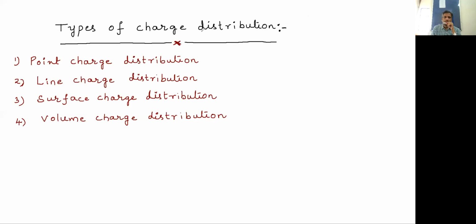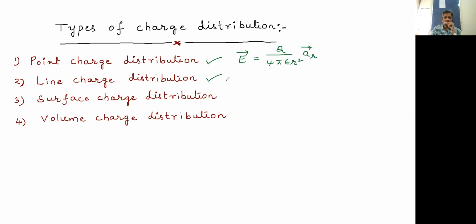In the last lecture, in these types of charge distribution, we have already completed the point charge distribution as well as line charge distribution. For the point charge distribution, we have even seen the electric field intensity expression as E equal to Q by 4 pi epsilon R square AR vector.